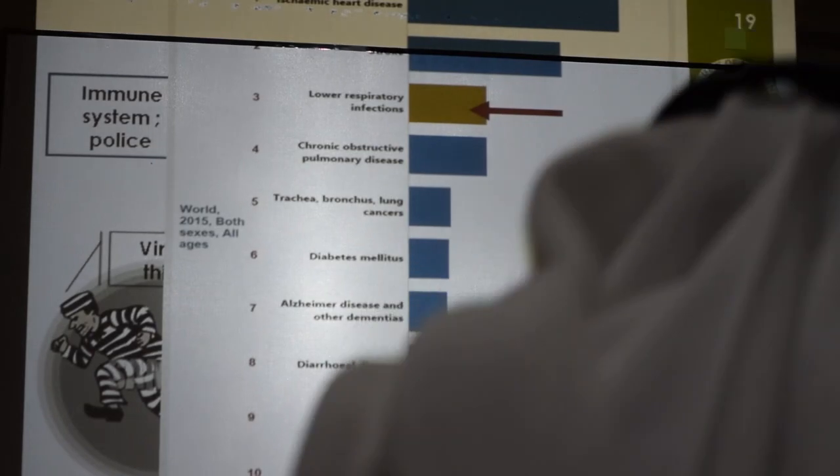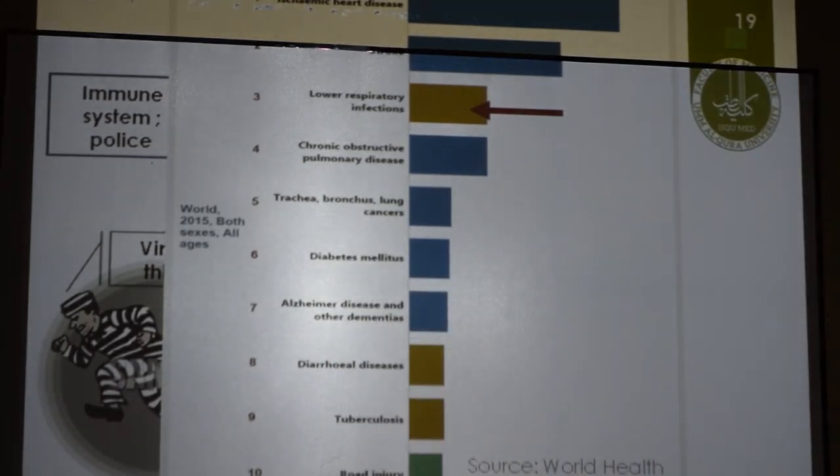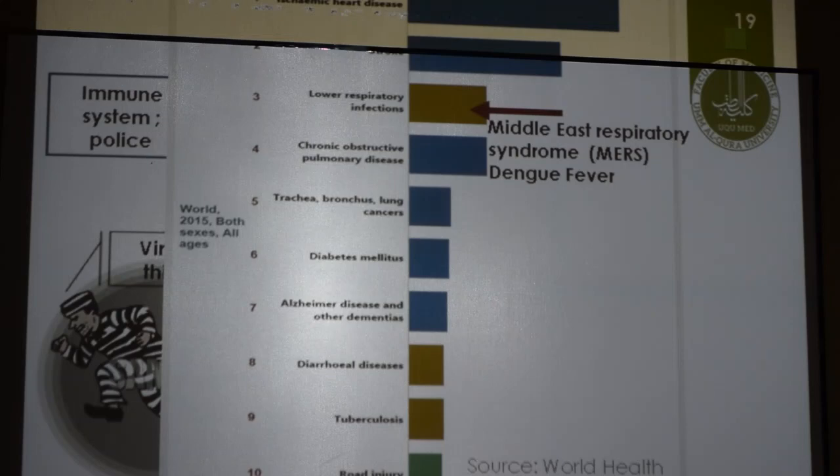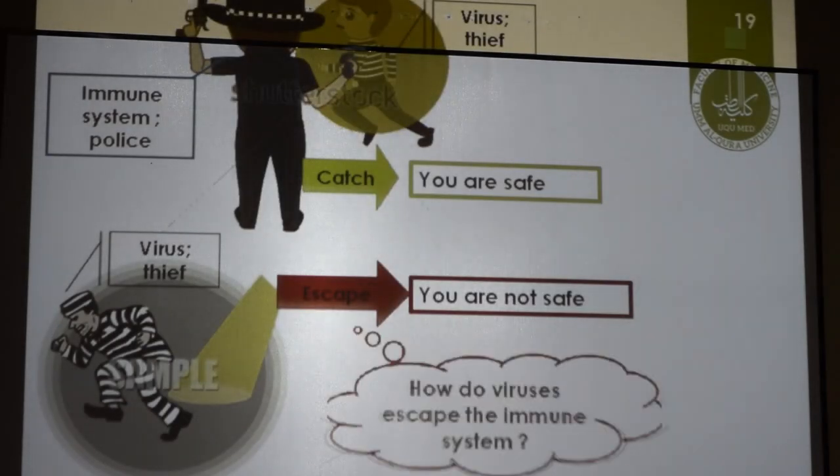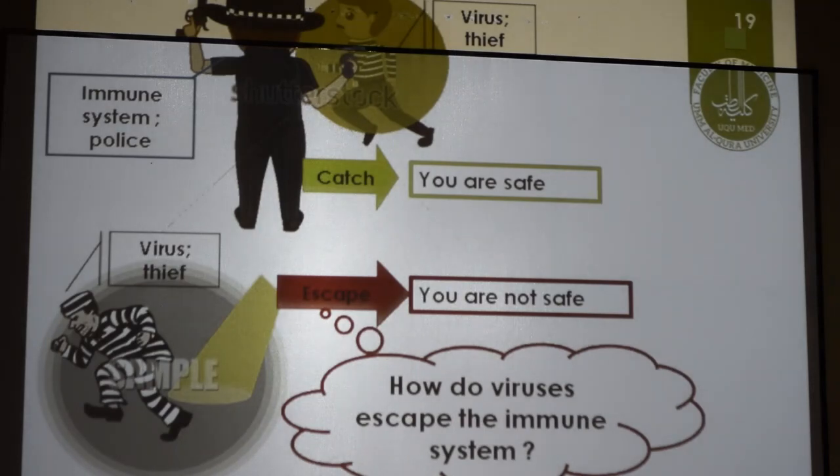Now here in this WHO graph of 2017, you can see the top 10 causes of death. Lower respiratory infection has quite a big toll of death, in particular because of Middle East respiratory syndrome and dengue fever. This is just to signify the importance of viral infection, how important they are, and how viruses escape the immune response.